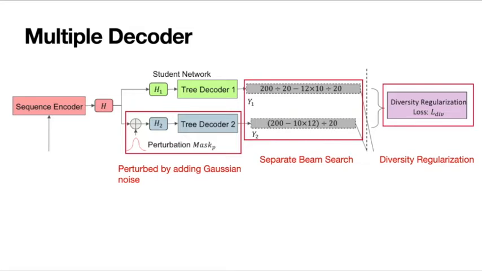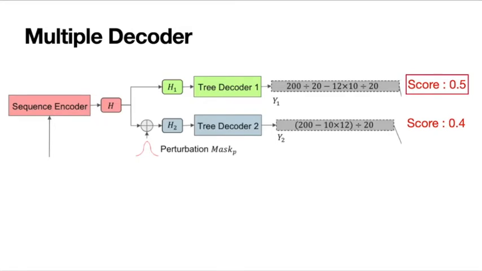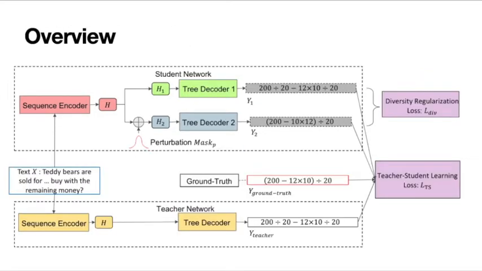Next, I will describe the details of the completed version of the model. The teacher network is trained in prior with baseline architectures, GTS. After that, the student network is fed with the problem text X to generate intermediate embedding H. H1 is copied from H, and H2 is computed by perturbing H with Gaussian noise.